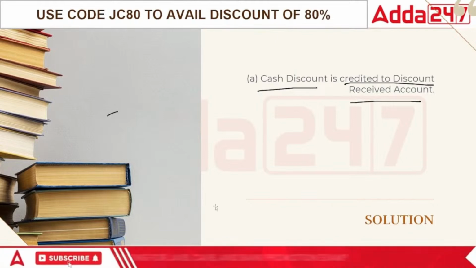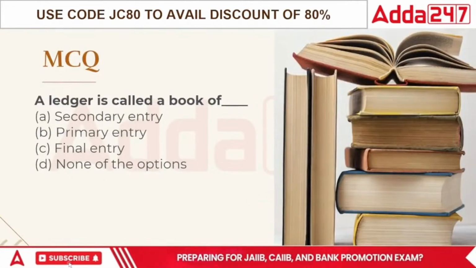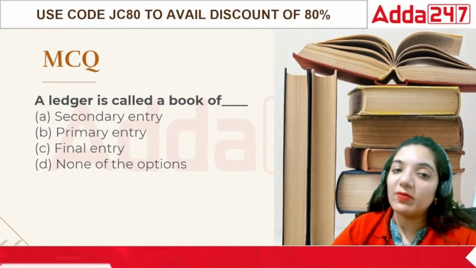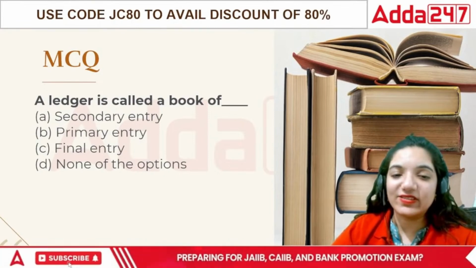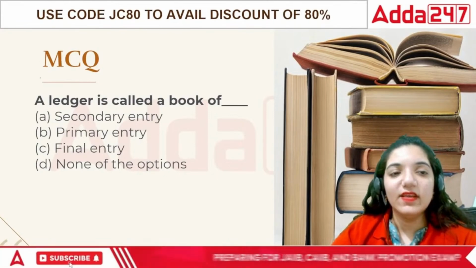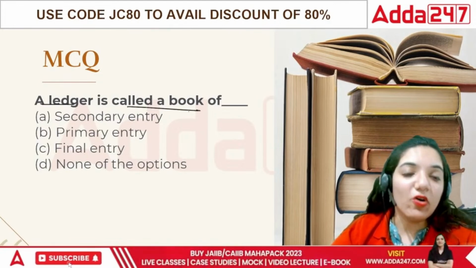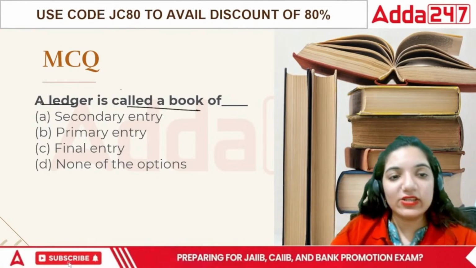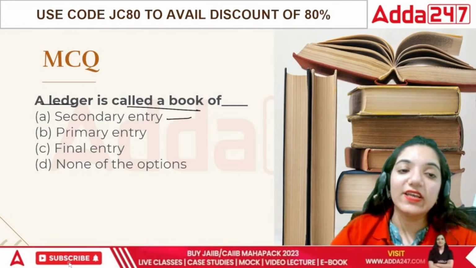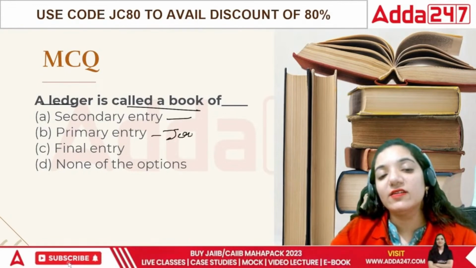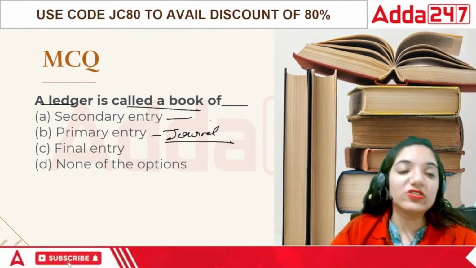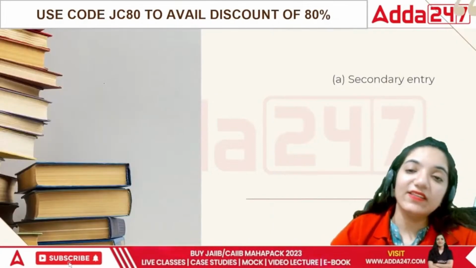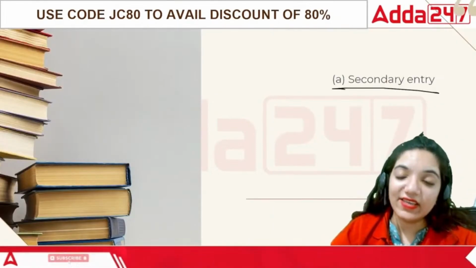Now let's move on to the next question. The next question says the ledger is called a book of secondary entry, primary entry, final entry, or none of the options. If we look at the ledger, it is called a book of secondary entry. First things go into the journal, then go into the ledger. So in this case, the correct answer is it is a secondary entry.